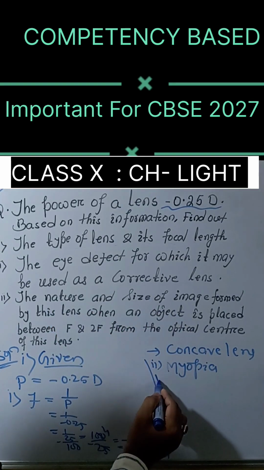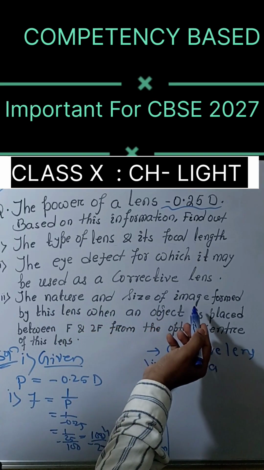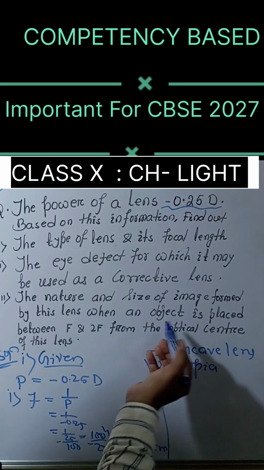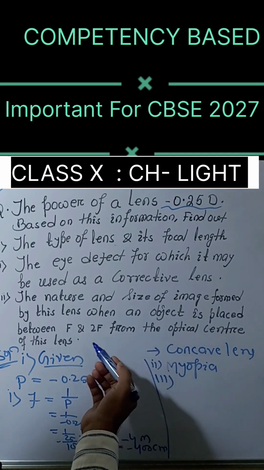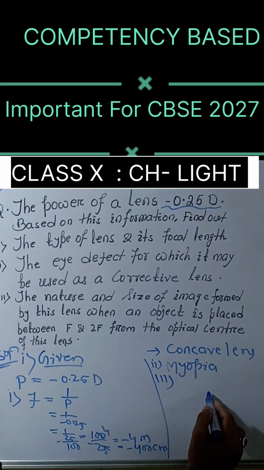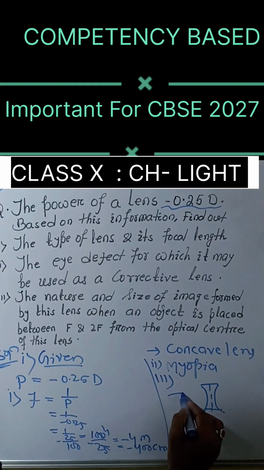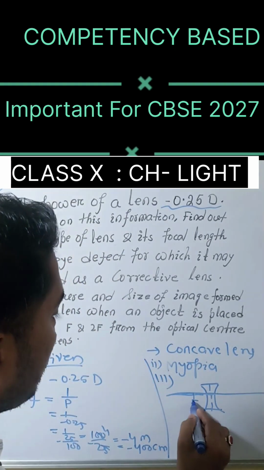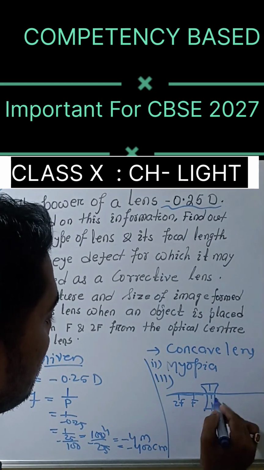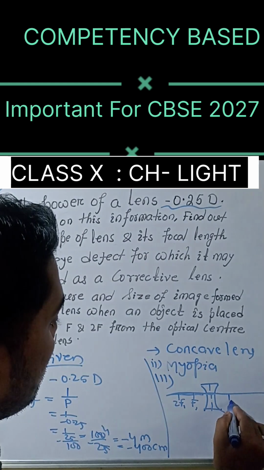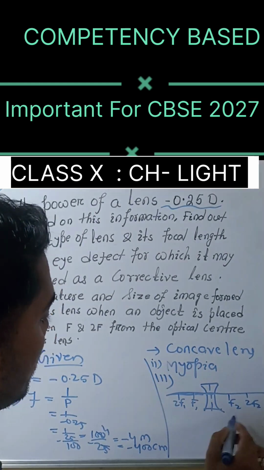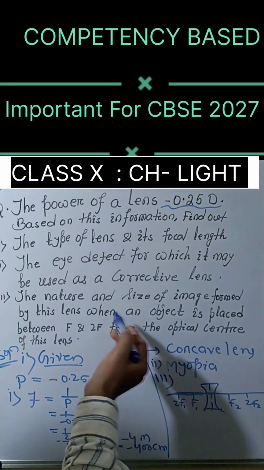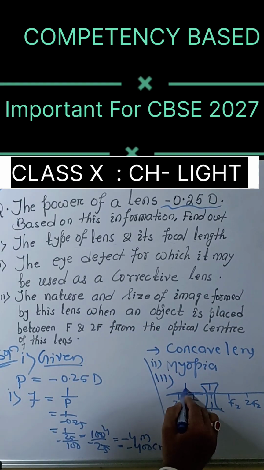Then, students, part 3a: the nature and size of the image formed by this lens when an object is placed between f and 2f from the optical center of the lens. So, students, it is a concave lens. If you draw the ray diagram, where will the image form? Just see here, suppose that is f, that is 2f, F1, 2F1, that is F2, 2F2, right? The object is standing between f and 2f, right here.